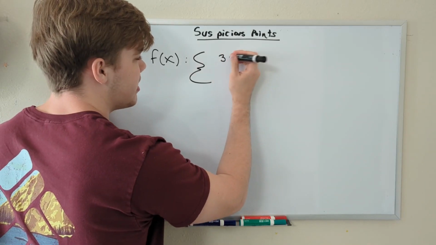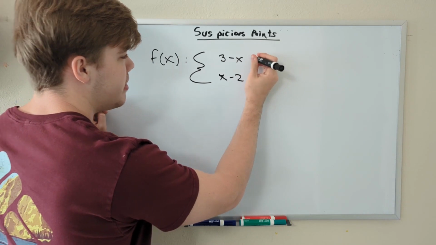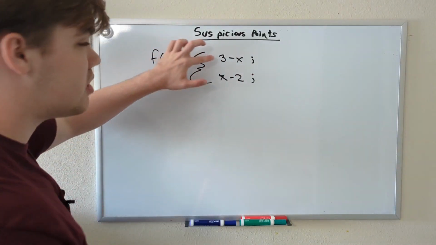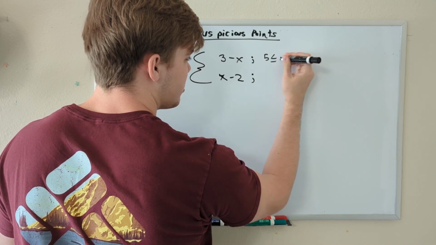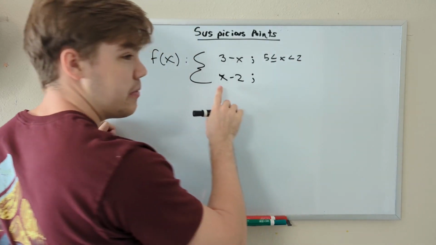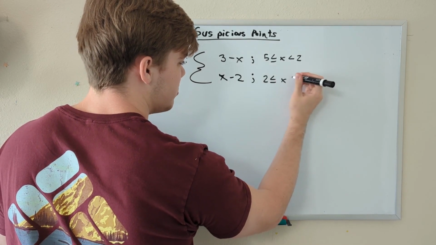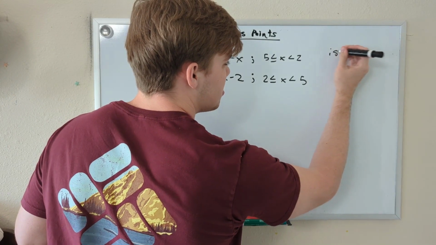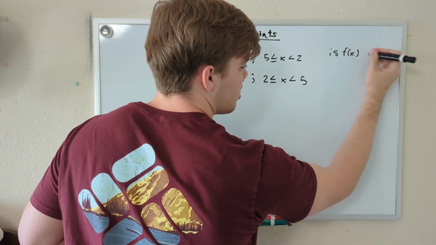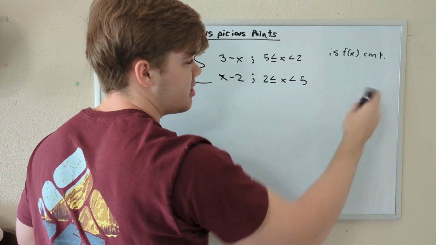We have 3 minus x, and x minus 2 being our two pieces of our piecewise function. We use 3 minus x when -5 is less than or equal to x, which is less than 2, and we use x minus 2 when 2 is less than or equal to x, which is less than 5. So what I want you to tell me is, is f of x continuous? By the way, CONT with a period is just continuous.